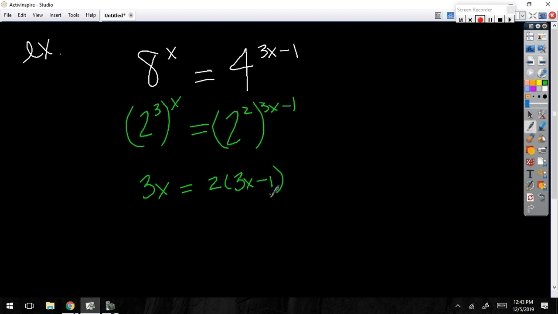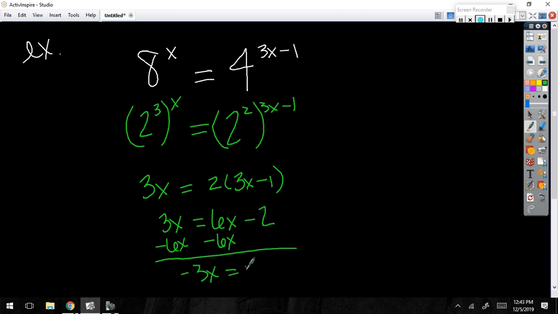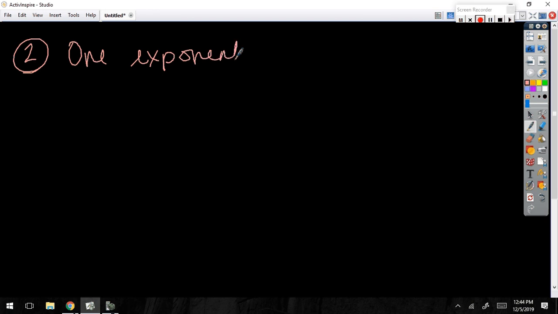Appreciate it. So I get 3x equals 6x minus 2. And then it's an easy solve. I'll just run through that real quick. So you get 2/3, a negative divided by a negative there. Same scenario is you only have one exponential term. You may have a bunch of other stuff.